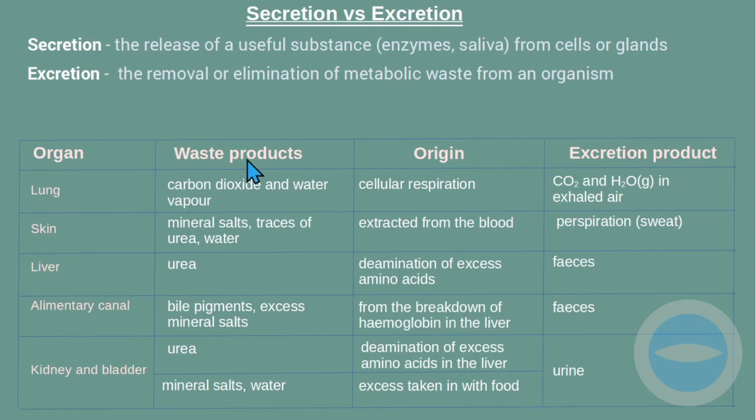The waste products of the lungs are carbon dioxide and water vapor. The origin is cellular respiration. We know that in cellular respiration, carbon dioxide is a product, and carbon dioxide is not needed in the body. Water vapor is also released by the lungs. Carbon dioxide and water are released as exhaled air. So these two things are released as exhaled air.